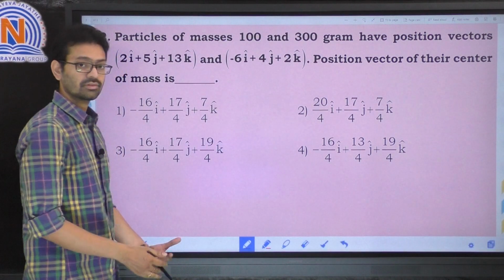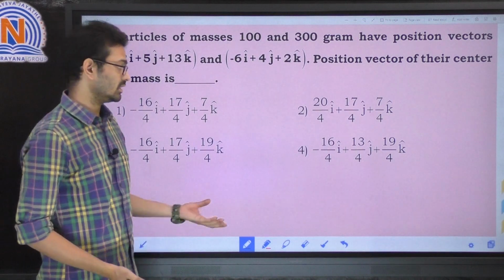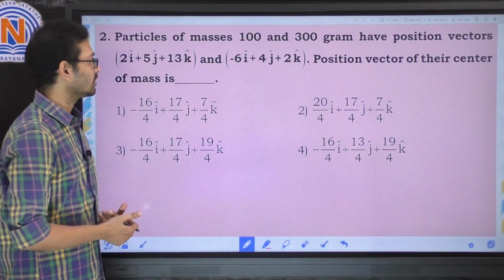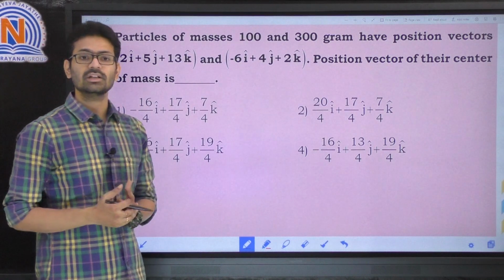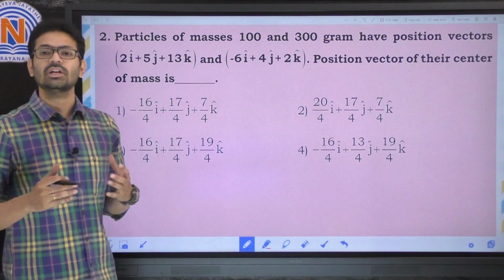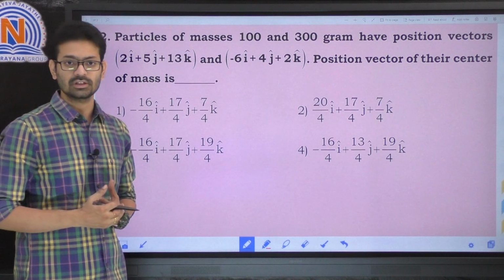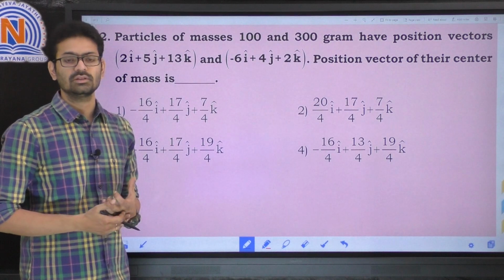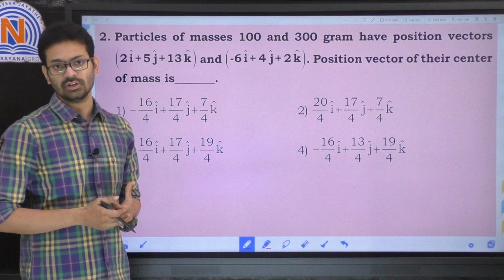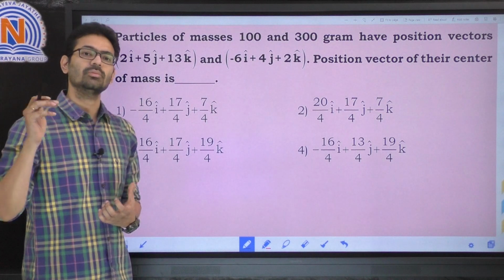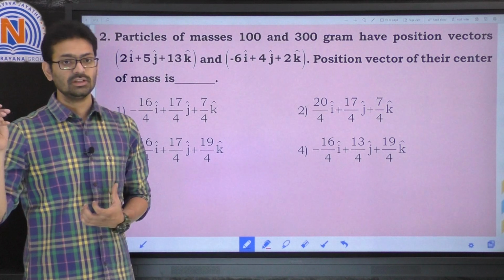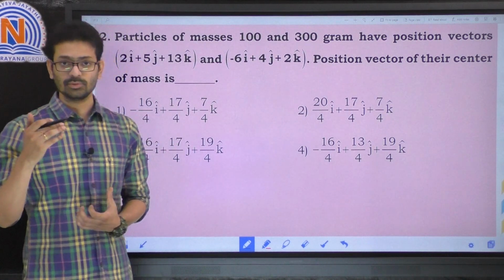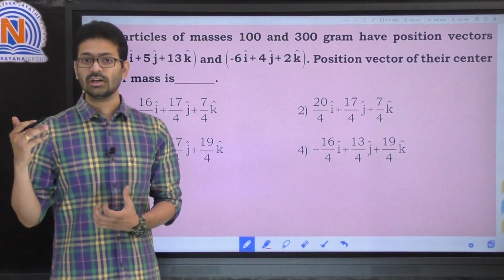Okay, now this is another question. I need a little space for writing the question, and I will slide it up after writing this. Now the question says the particles of mass 100 and 300 grams have position vectors. Let us take the position vectors as r1 and r2. The position vector of the first mass, 100 grams, is 2i plus 5j plus 13k, and the second one, 300 grams, is positioned at minus 6i cap plus 4j cap plus 2k cap.